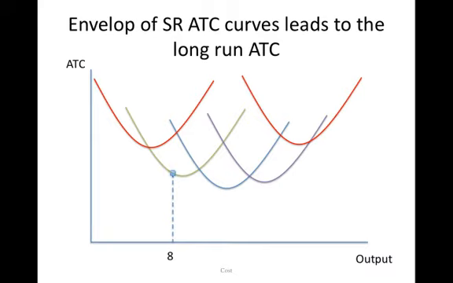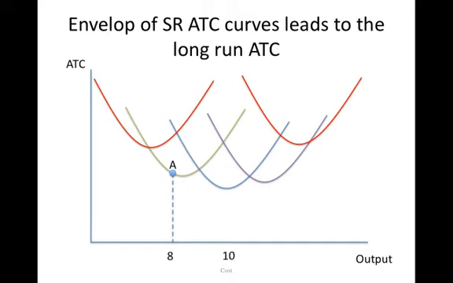And so if that were the case, what we would know is that point A is on the long run average total cost curve, because if other firms that were producing 8 units of output could adjust all of their inputs, that is to say, if they had all variable inputs, they would want to adjust them such that they would mimic the firm with that green average total cost curve, and they would end up producing at point A.